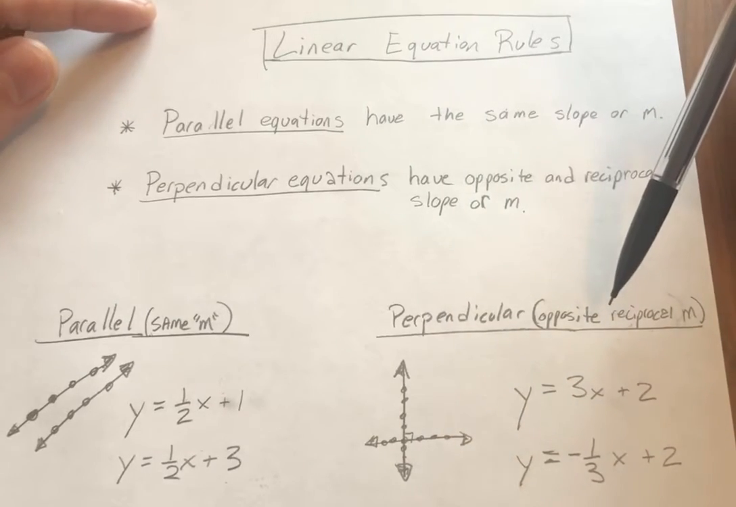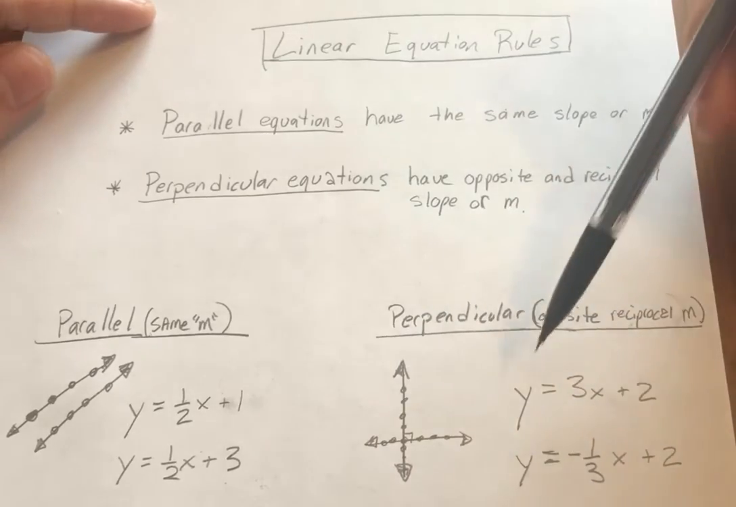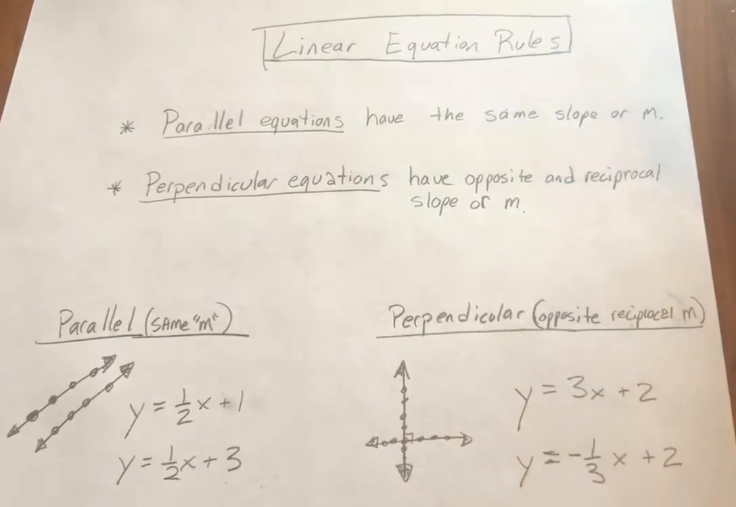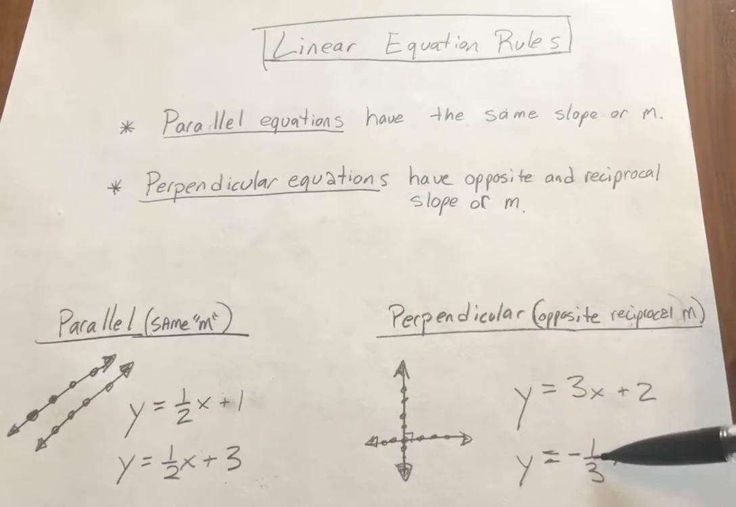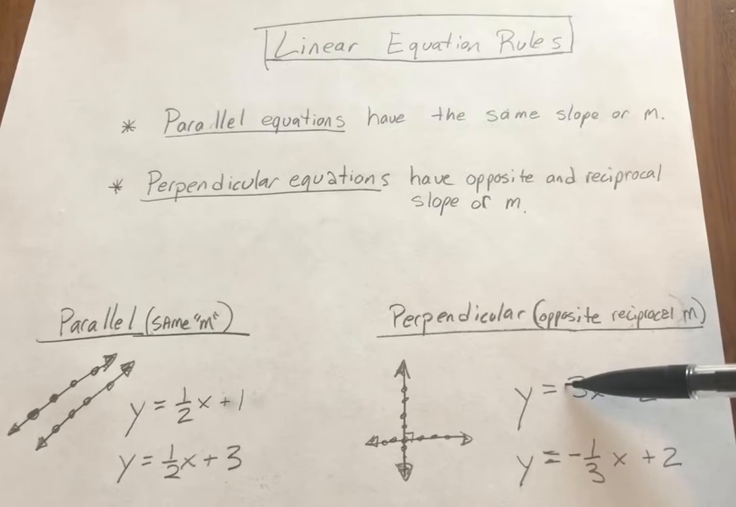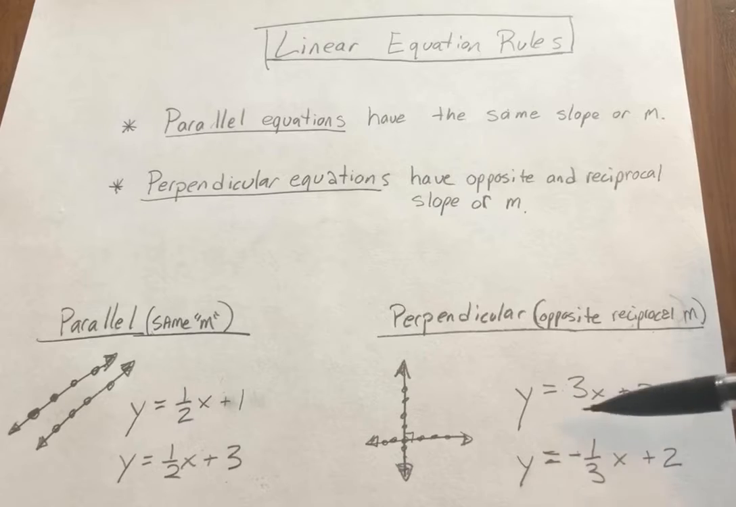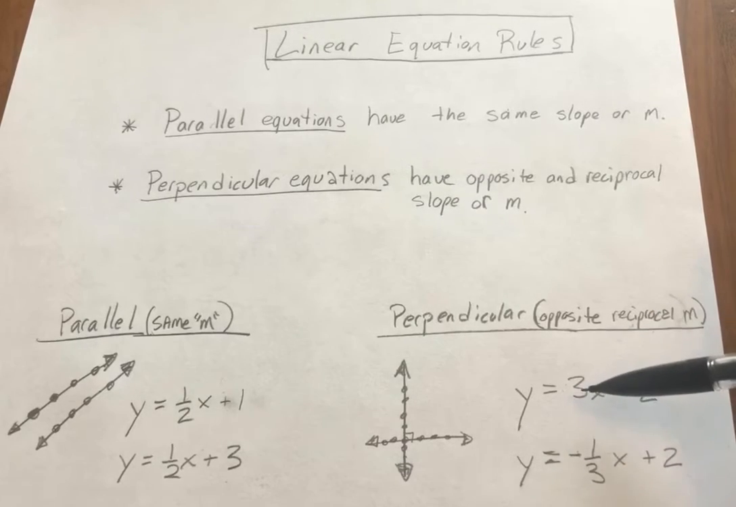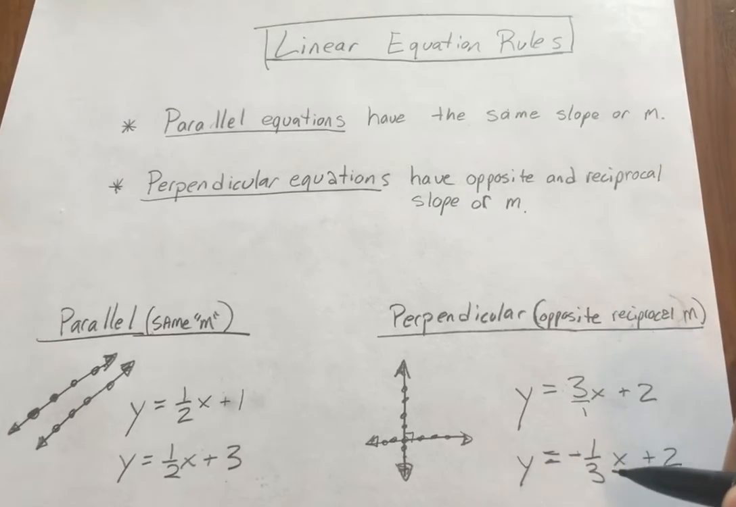Perpendicular equations are the same way. You don't need graph paper to graph them. Change them into y equals mx plus b, and once they are in y equals mx plus b, look at the m's. They need to be the opposite and reciprocal. Opposite means that if it was positive, the other one is negative. If one's negative, the other one is positive. Reciprocal means flip it upside down. If this one is 3, then this one is 1/3.